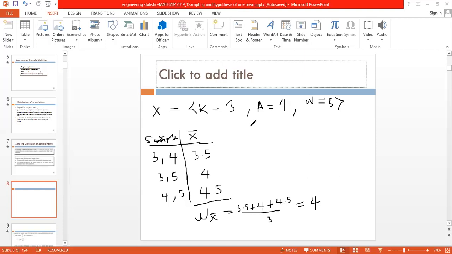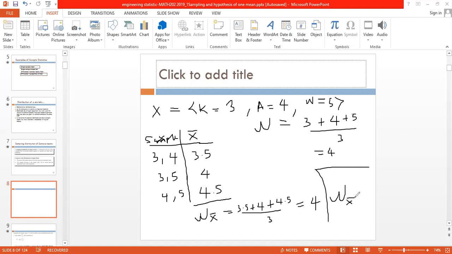Good. Now, let's also go back to the population and then estimate the population mean. So the population mean would have been what? 3 plus 4 plus what? Plus 5. Divided by 3. And again, this will be what? 7 plus 5, which is 12. 12 divided by 3 is what? 4.